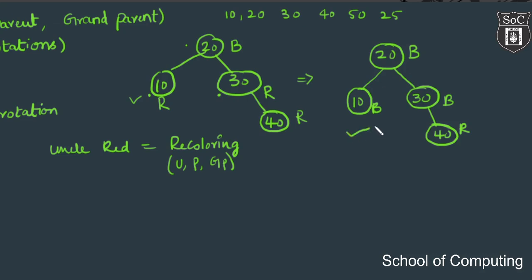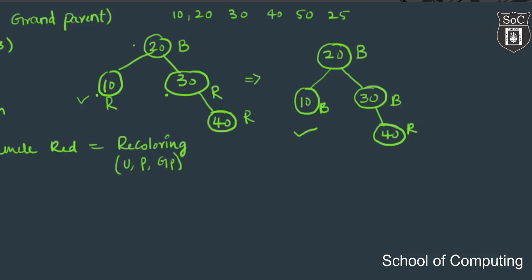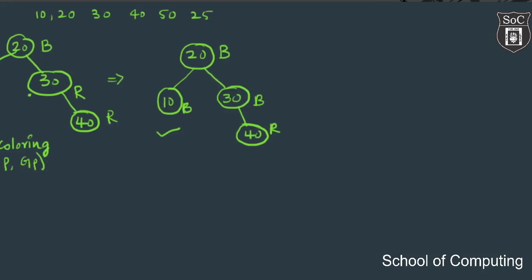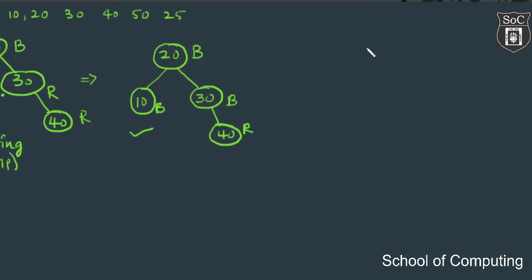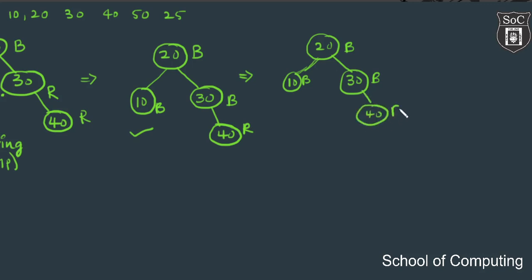So we will continue the insertion process. Till now we have inserted up to 40. So we will try to insert the next element. So this is my current status, right? This is the latest tree. 20 is the root node, color is black. 10 is also black. Then 30 black, 40 is red. I am inserting the next element 50.